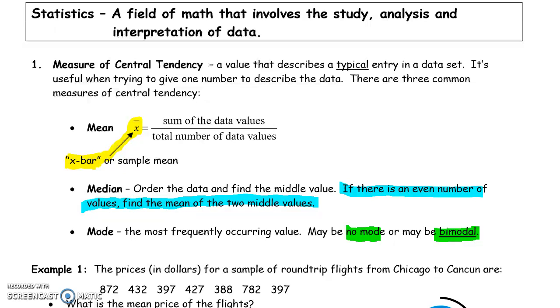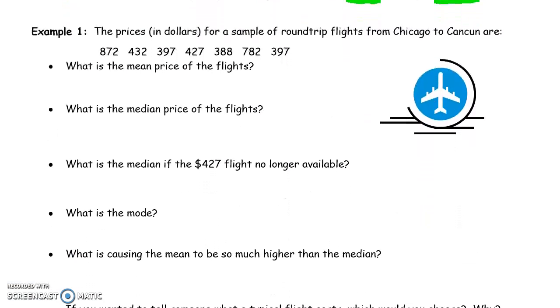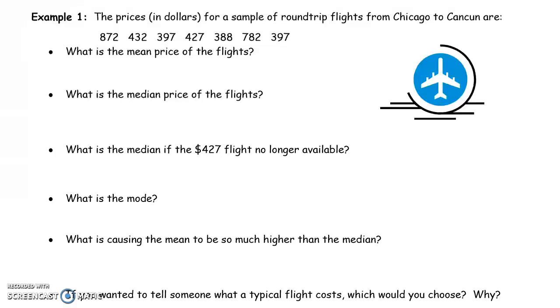So let's take a look at our first example. Here we have the prices in dollars for a sample of round-trip flights from Chicago to Cancun. What is the mean price? What is the median price? And what is the median price if the $427 flight is no longer available? What is the mode? What's causing the mean to be so much higher? We're going to take these one at a time. Go ahead and press pause and calculate the mean, the median, and the mode, and then we will discuss what happens when the median changes because the $427 flight's not there, and why the mean is so high.